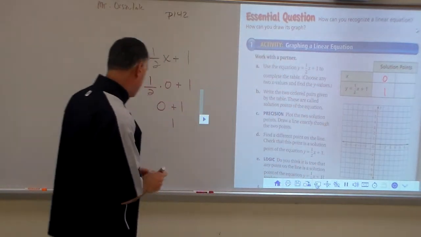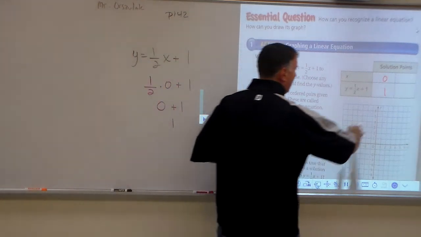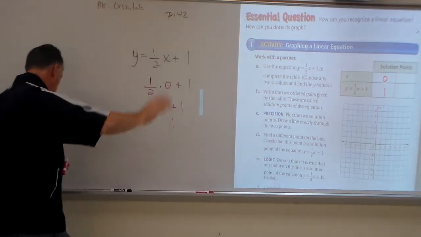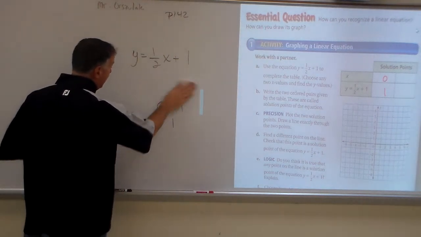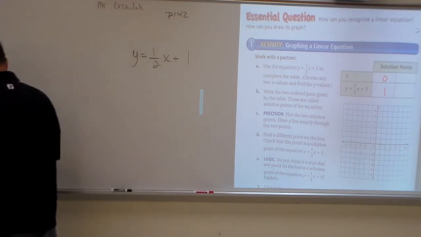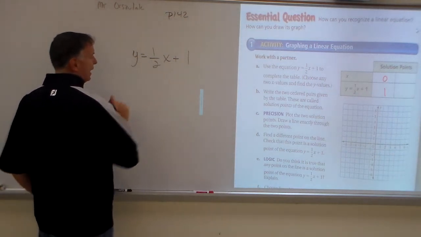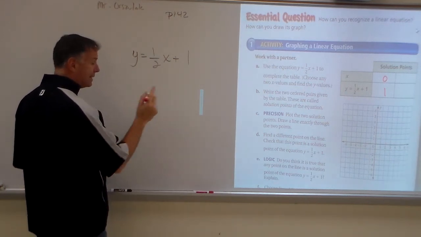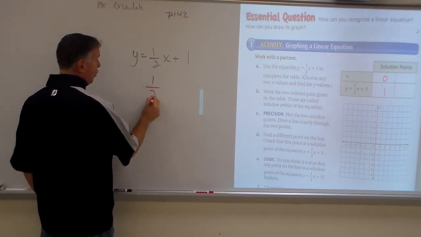And now I'm going to pick another point. I can pick any point that I want for that. I could pick 1, I could pick 2, I could pick 3, I could pick any point that I want. Now, because I have a fraction here, and because this fraction has an even number on the bottom, a 2 on the bottom, I'm going to pick a number that's going to work well with that 2.